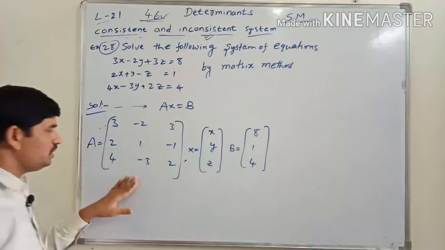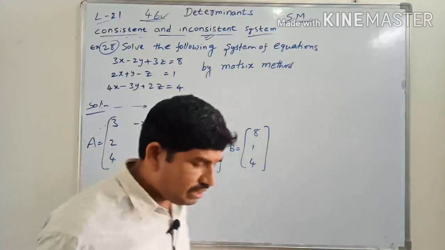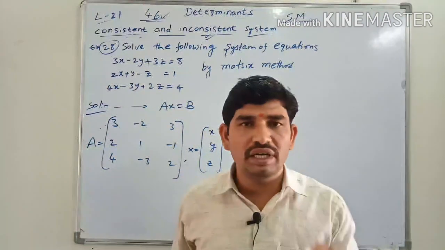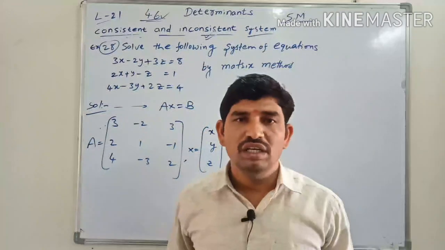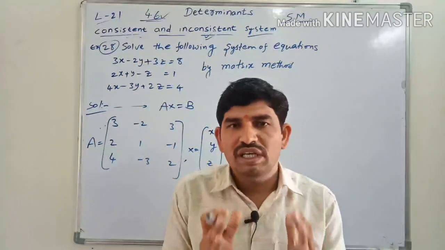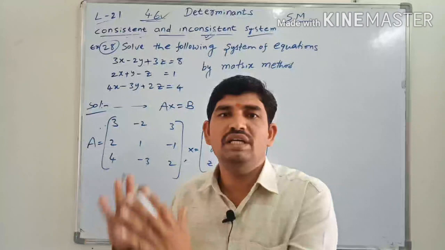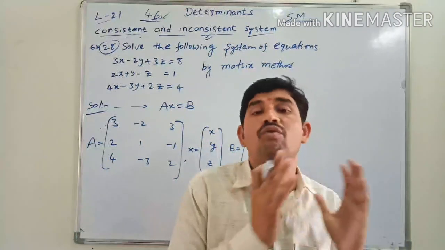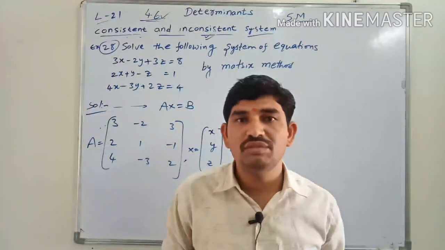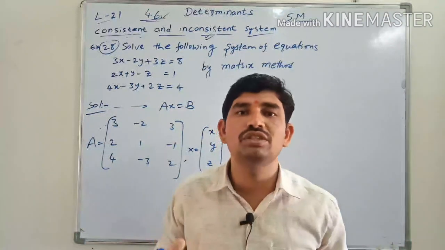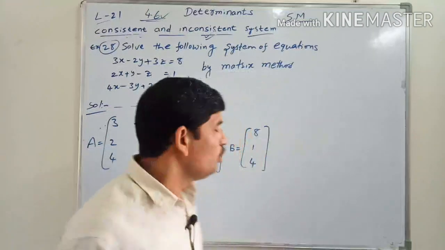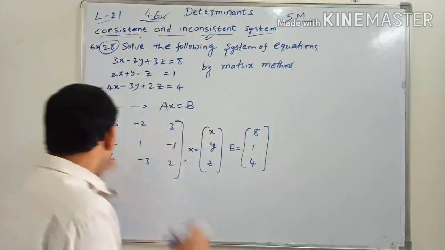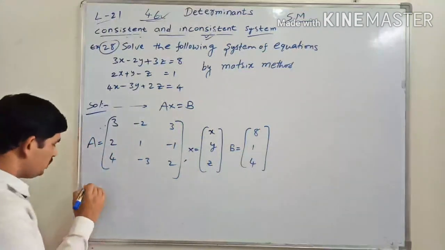After writing this, we have to check the determinant of this matrix. If the determinant of A is equal to 0, there is one condition we have to follow; if the determinant of A is not equal to 0, there is another condition. This concept is consistent and inconsistent systems of equations, so this question depends totally on the determinant only. Remember that. Now I am going to find the determinant of this.